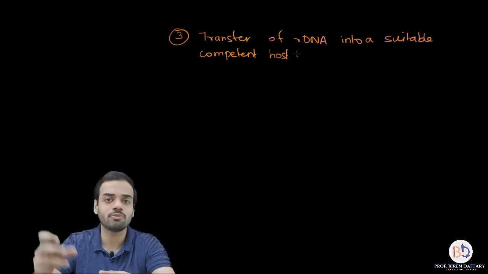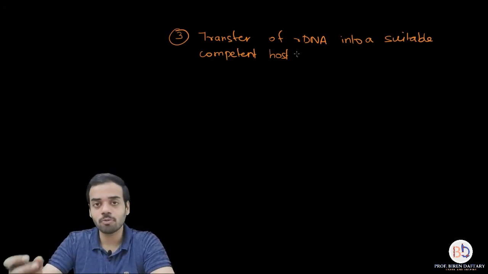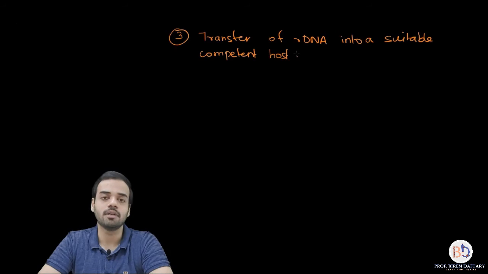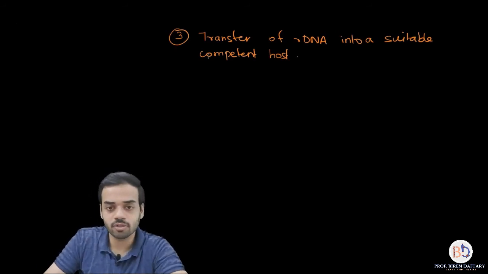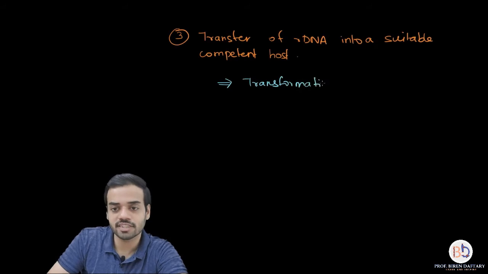So inside this host you have to put the recombinant DNA. Very simple. Now how will you put the recombinant DNA into the host? Very simple. So what happens is, I am sure you must have heard of this terminology which is called transformation. What is the meaning of transformation? If you have heard about Griffith's experiment.